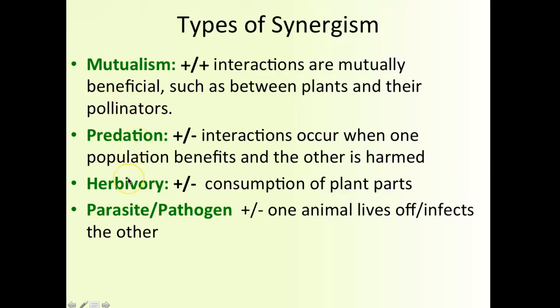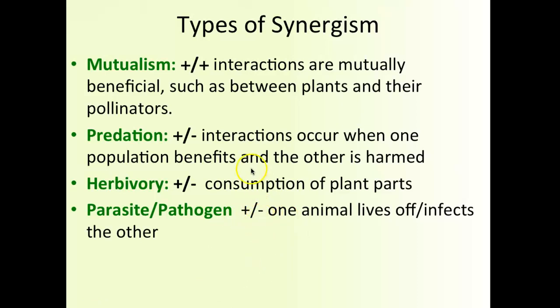Predation and herbivory are kinds of relationships, and also parasite-pathogen, where one member of that relationship is being harmed. So predation, obviously, the predator is benefited because it eats the prey. The prey is being harmed. Herbivory, same thing except plants, right? The herbivore, the animal that eats the plant, is getting benefit. The plant is getting consumed, so bad for the plant. Parasite-pathogen, the parasite or the pathogen is getting benefited from this relationship because they have a host to live off of, or they're making somebody sick. The host is going to be negatively affected in this relationship.